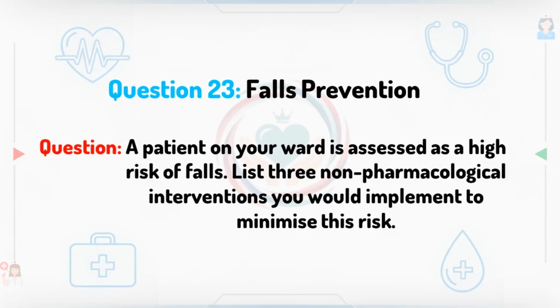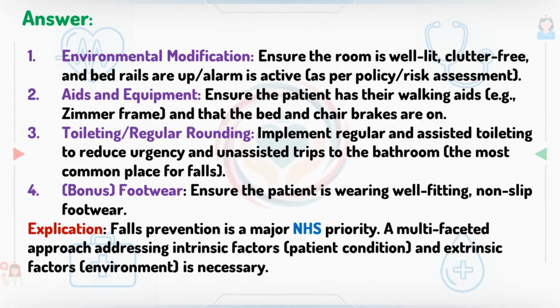Question 23. Falls prevention. Question: a patient on your ward is assessed as a high risk of falls. List 3 non-pharmacological interventions you would implement to minimize this risk. Environmental modification: ensure the room is well lit, clutter-free, and bed rails are up or alarm is active as per policy or risk assessment. Aids and equipment.